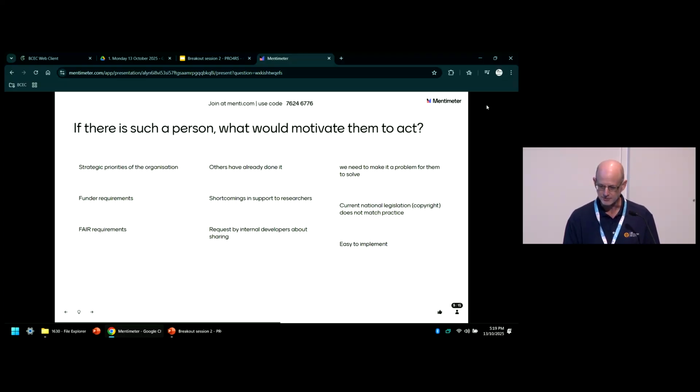Request from internal developers about sharing makes sense, easy to implement. Well, I'm not completely sure about that, but maybe if it's easy to implement, that would motivate them to act, which makes sense. Rules spelled out in policy. Okay, so it's their job, which makes sense.